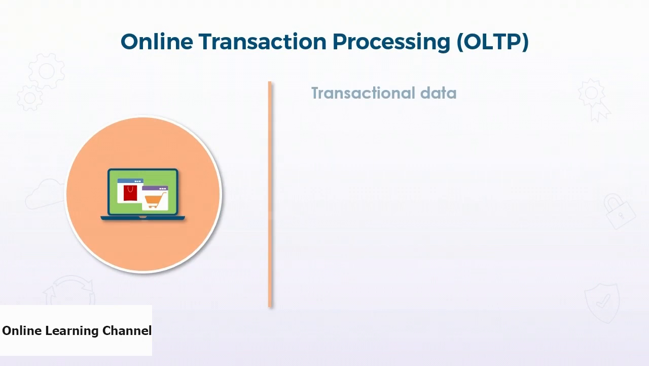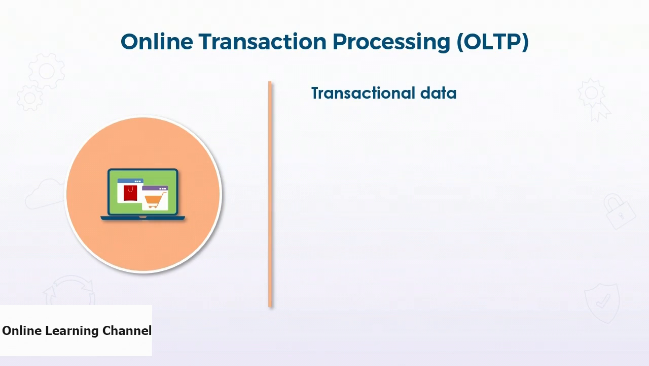Now let's discuss online transaction processing. The management of transactional data using computer systems is often referred to as OLTP, or online transaction processing. It takes care of transactional data. That data must be atomic, so it must be of the smallest size possible, the lowest level data unit, and it must be consistent.